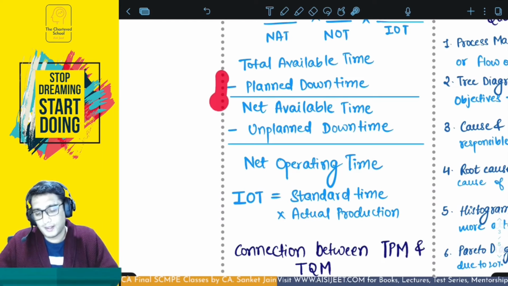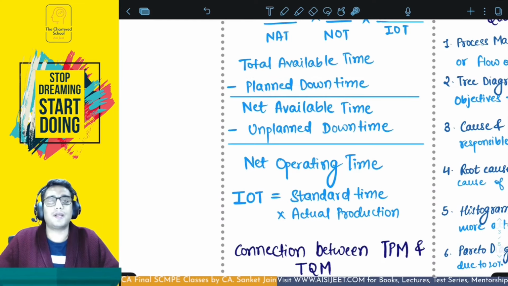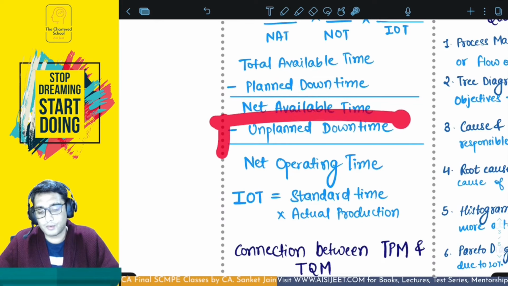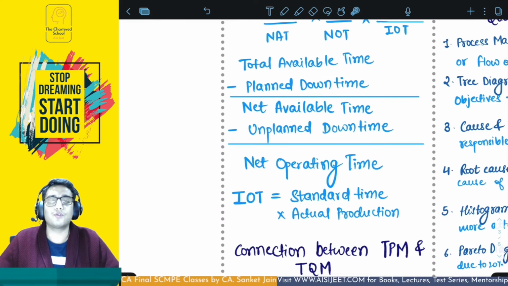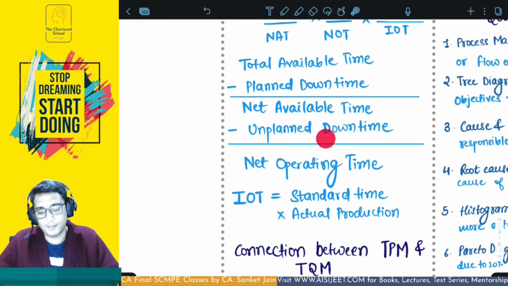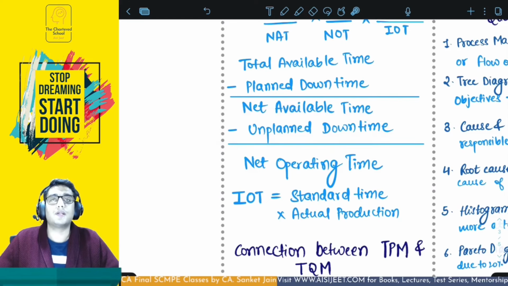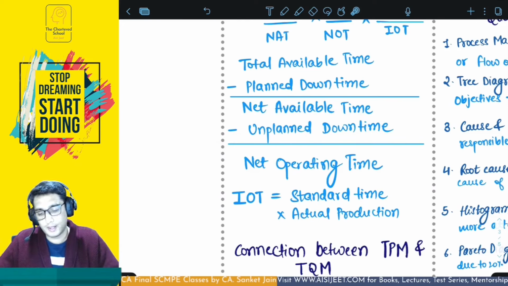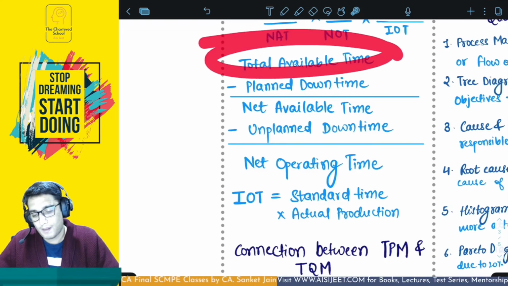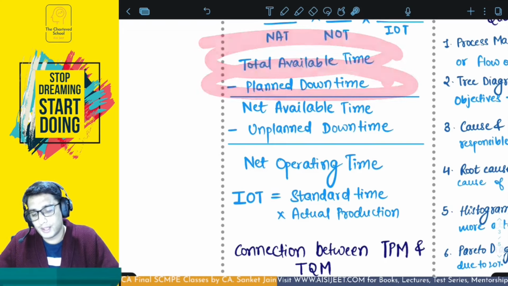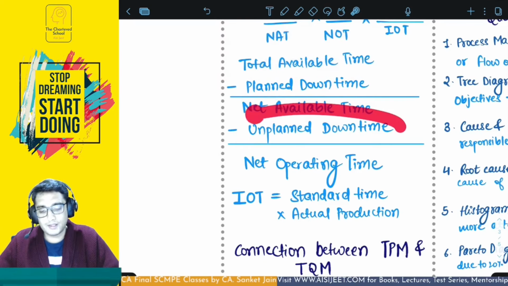All of these are planned downtime. Anything that is not happening as per the plan is unplanned downtime. If you have to stop, if there is a downtime because of something that you had not planned for, that is going to be considered as unplanned downtime. Let's say breakdown of machine or electricity cut off, anything like that is unplanned downtime. So total available time minus planned downtime is going to be net available time. Net available time minus unplanned downtime is going to be net operating time.